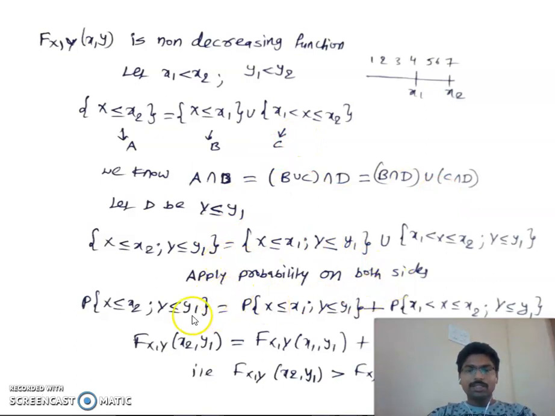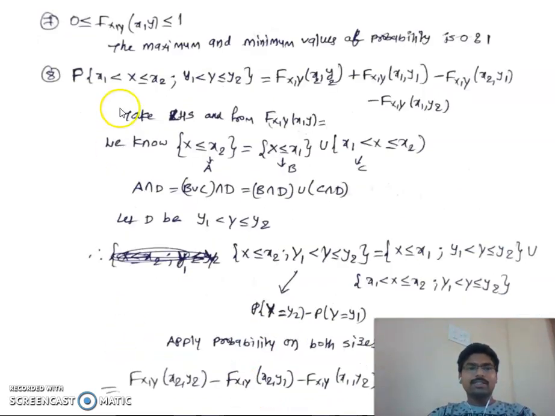Applying the probability on both sides, we get the probability of X less than or equal to x2, Y less than or equal to y1 is equal to the probability of X less than or equal to x1, Y less than or equal to y1, plus the probability of x1 less than X less than or equal to x2, Y less than or equal to y1. By the definition of the joint distribution function, F_{X,Y}(x2, y1) is equal to F_{X,Y}(x1, y1) plus the probability. So from this equation, F_{X,Y}(x2, y1) is always greater than F_{X,Y}(x1, y1). Observe that x1 is less than x2, that is x2 is greater, that's why it is a non-decreasing function.